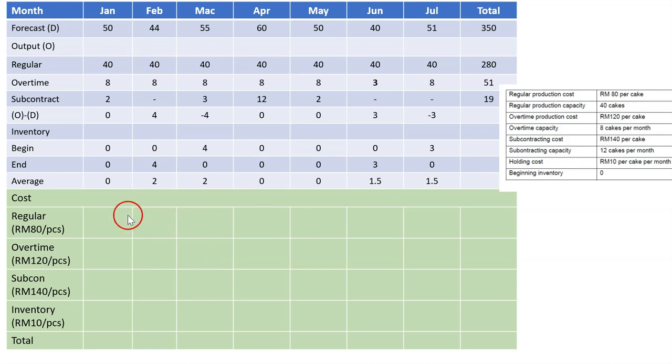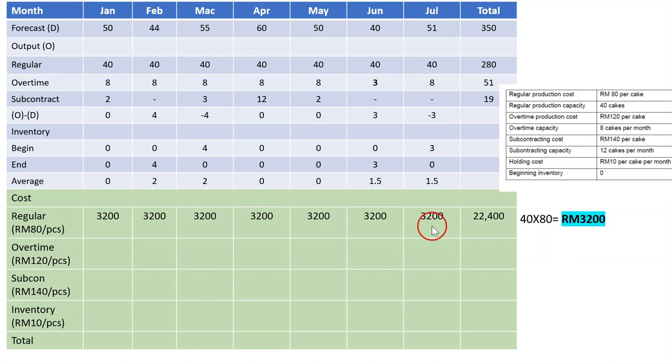Okay, the cost, we start with the first one, the regular. So now we're going to deal with the regular row here. Before we start, we need to know what the costs are for each piece. Okay, for regular here 80 ringgit, overtime cost is 120, subcon cost is 140, and the holding cost or inventory cost is 10. So we already put all the costs. Okay, now we can start to calculate.